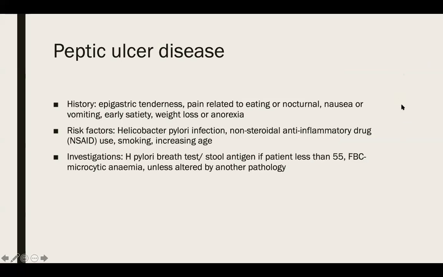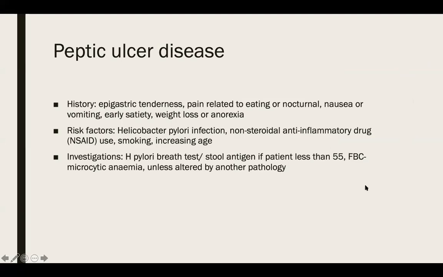So I think we all know about the history: epigastric tenderness, pain related to eating. It can be nocturnal, can cause nausea, early satiety, or weight loss and anorexia. The main risk factor itself is H. pylori infection. That's the most common cause of peptic ulcer disease, and also risk factors like NSAID use and increased age.